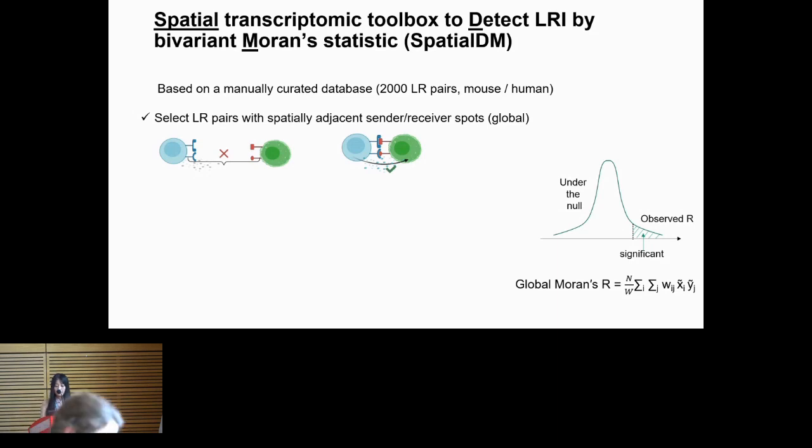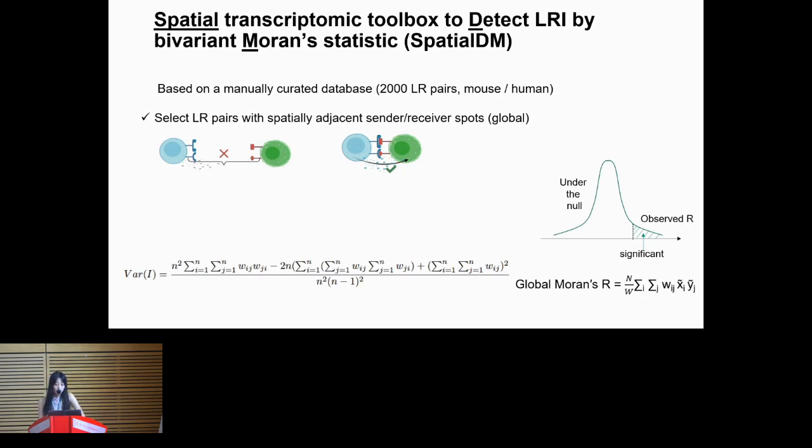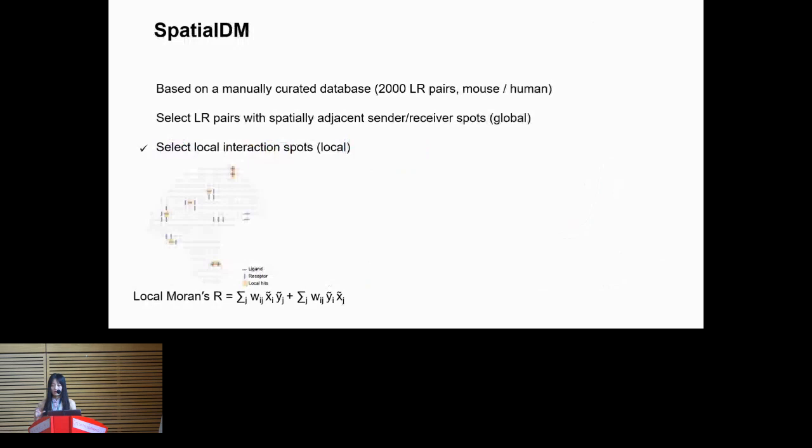To test this hypothesis, we can use the permutation modes like other methods, but we also derive a variance that could transform it into a z-score testing problem. So that's the global Moran to identify which pair of interaction exists in your data. And next, we have local Moran to identify at which spots the interaction takes place.